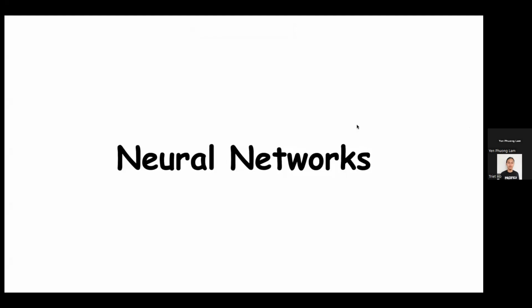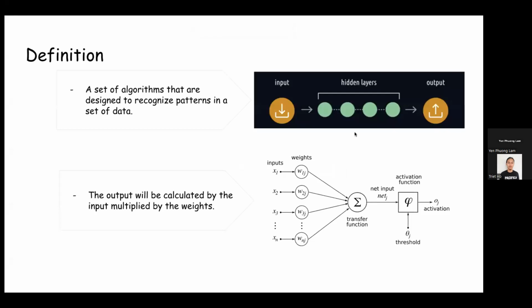So I'm talking about neural networks. Definition: a neural network is a set of algorithms designed to recognize patterns in a set of data, and the output is calculated from the input multiplied by the weights. The neural network is used to recognize faces, speech, and sometimes images, and to do data compression.